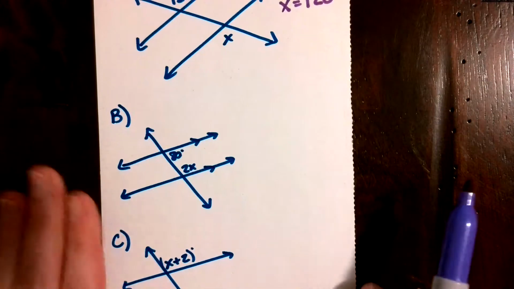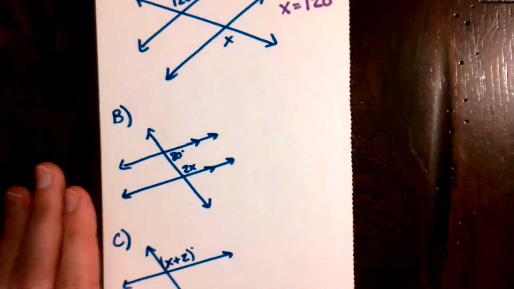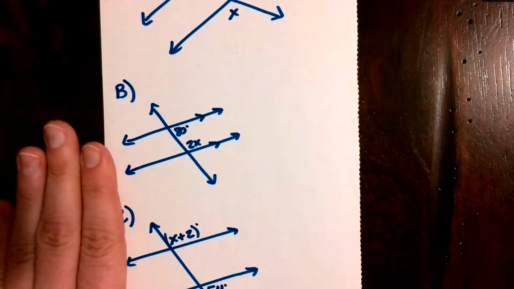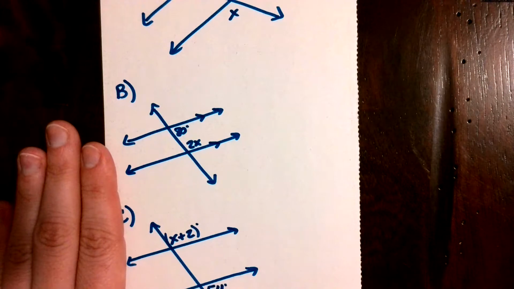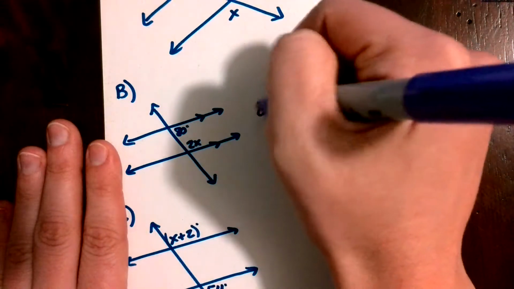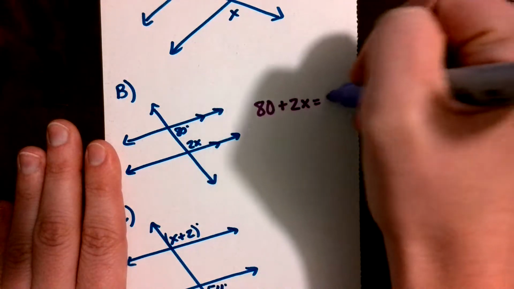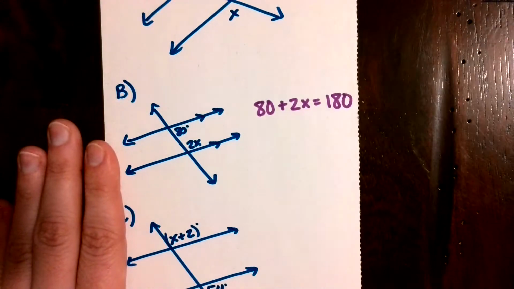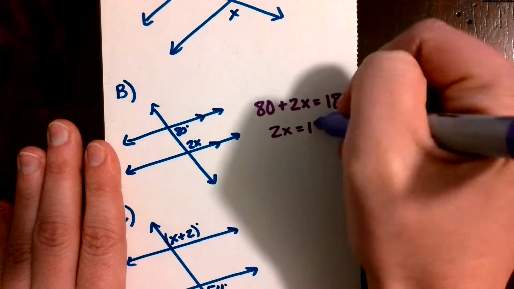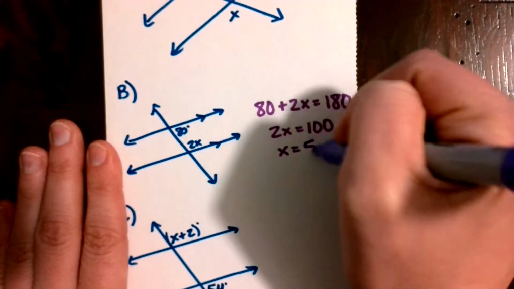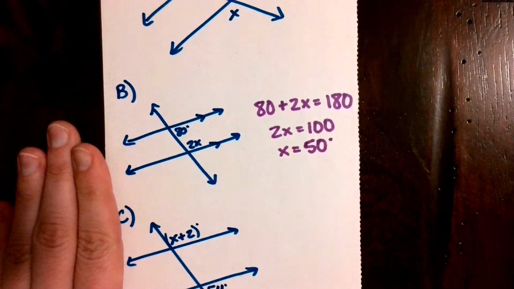For B, same thing. I want to see if I can relate that 80 and 2X directly. They are same side interior angles. So now that we've seen our theorems and the one postulate, we know that 80 and 2x have to be supplementary to each other. So I want my equation to reflect that. I've got the angles being supplementary, and then solving for x. My justification would be the same side interior angles postulate.